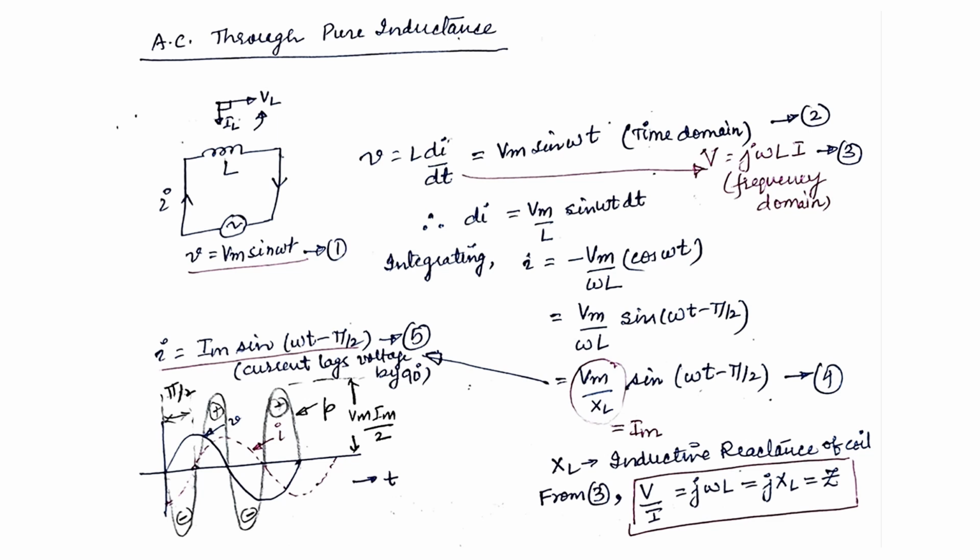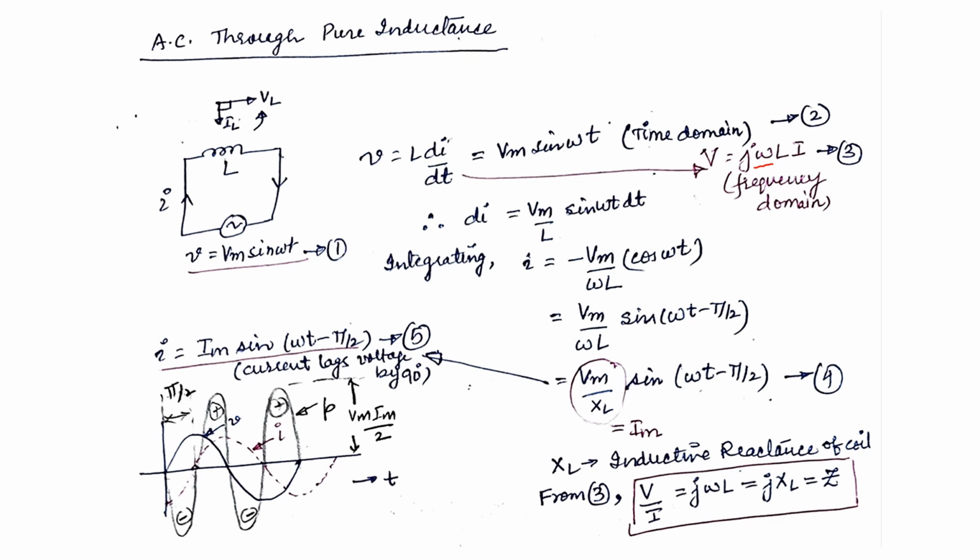So we can write that v is equal to L di by dt. Now v equal to L di by dt is written in the time domain. If you want to write this in the frequency domain, then we'll have to write this capital V as j omega L I, where d by dt can be written as j omega. So in the time domain, we can now write this equation as v is equal to L di by dt is equal to Vm sin omega t. Now, from this equation, we can write di is equal to Vm by L sin omega t dt.